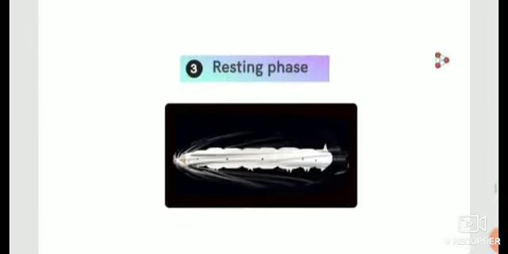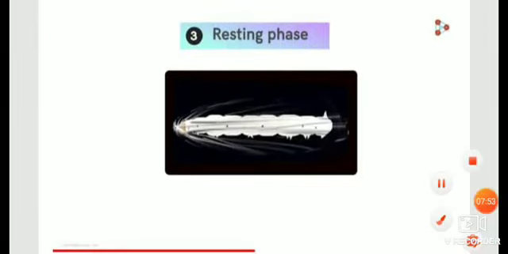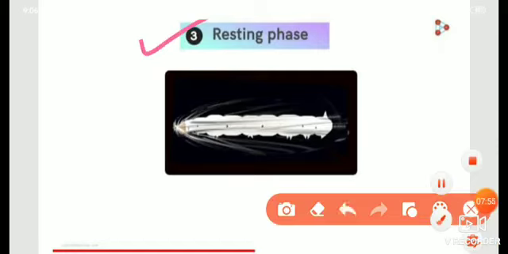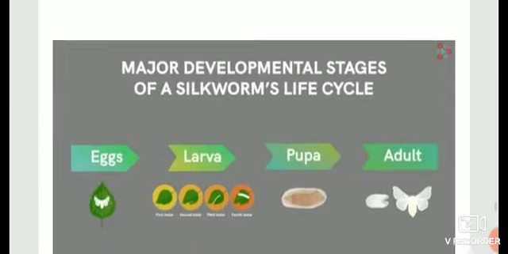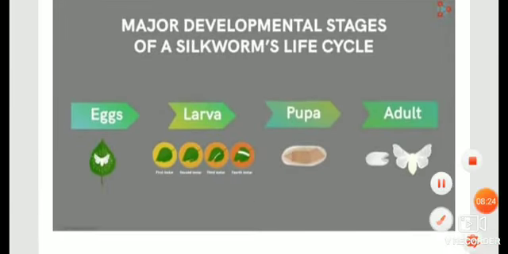Now in the next, students, this is the third stage of the silkworm, the resting phase. It means in this stage the larva takes rest. You can see the resting phase. In this stage, students, the larva is covered with a thin thread, that is called the silk thread.